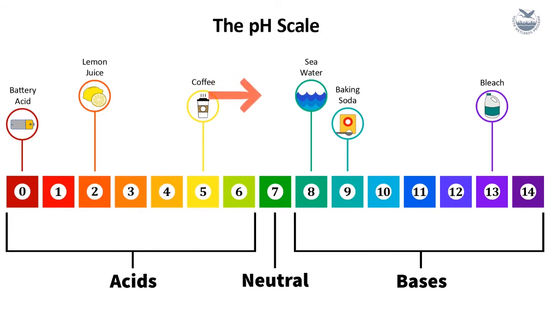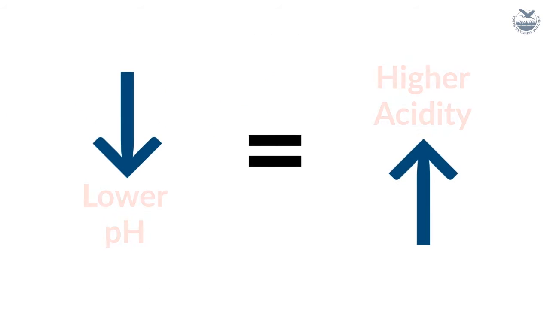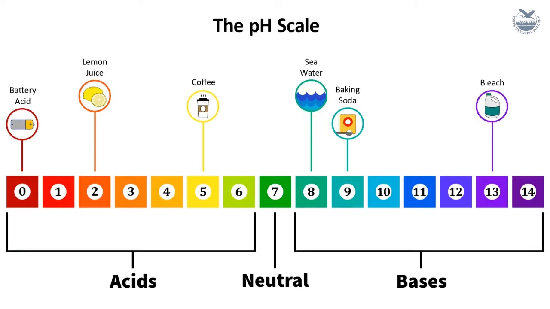Based on this chart, what is the pH of seawater? A lower pH means a higher acidity. For example, lemon juice has a pH of 2 and coffee has a pH of 5. This means that lemon juice has a higher acidity than coffee. Now that we understand acidity and pH, let's talk about our ocean.